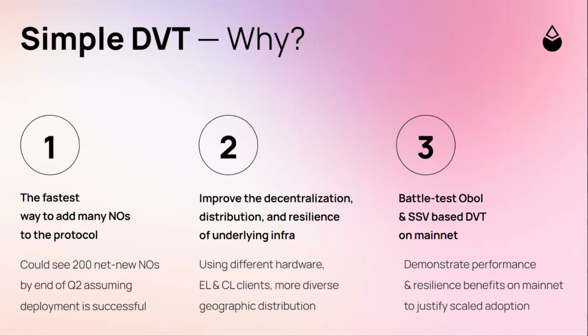And if things go well, you could actually see even up to 200 net new node operators onboarded in the coming months following that initial deployment. Next would be really talking about the potential improvement that DVT can drive for the decentralization, distribution, and resilience of the underlying infrastructure that's used. So I really like to think about DVT starting at the micro, because usually we think about the network overall and the Lido node operator base, which node operators are using what kind of infrastructure that's presented in the Van reports.